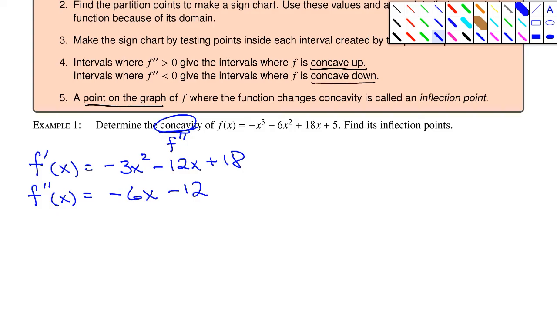Now we need to find where this function is equal to 0 and also where it is undefined. Well, since it's a linear function, negative 6x minus 12, it's never undefined. So all we need to do now is just set it equal to 0 and solve for x. So we're going to get negative 6x is equal to 12, and x is equal to negative 2.